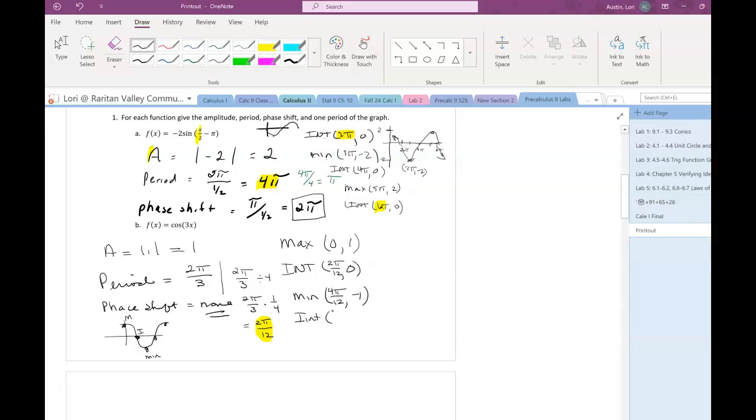Add another 2 pi over 12. That makes it 6 pi over 12. It's an intercept. And then we end on a max, which is another 2 pi over 12. So now we're at 8 pi over 12. If you keep it unreduced fractions, look how easy it was to add. Keep adding 2 pi over 12. And that's at 1. All right.